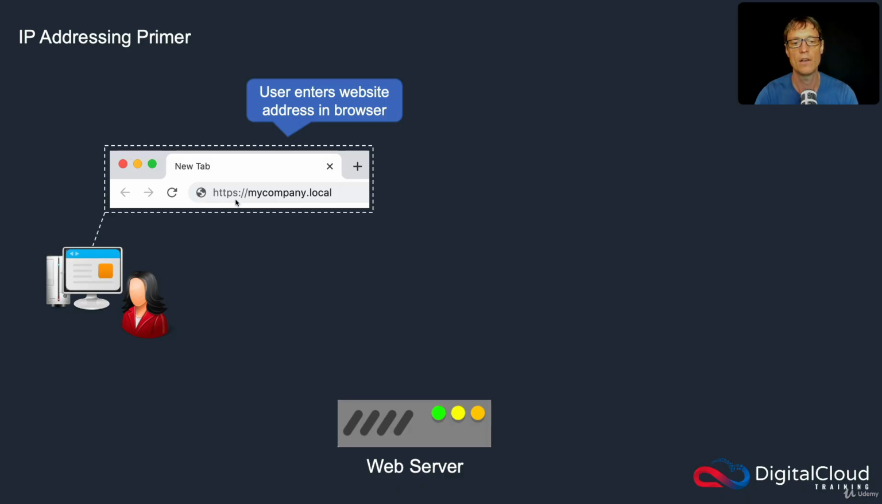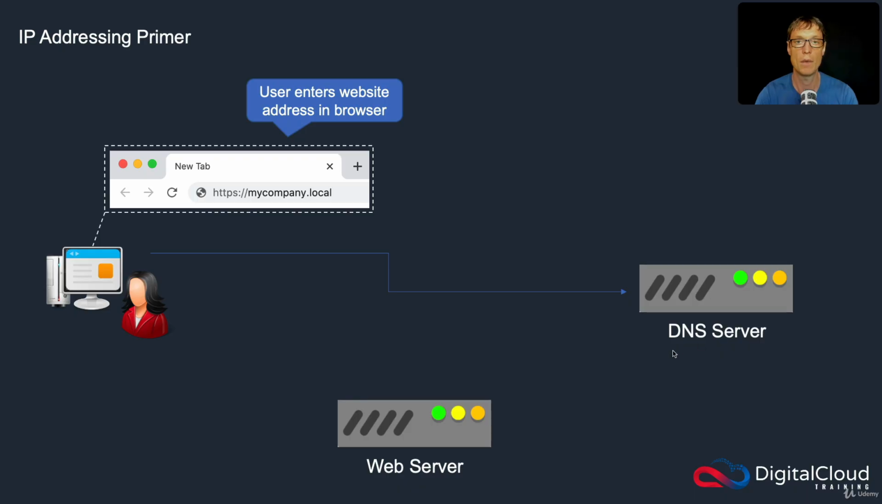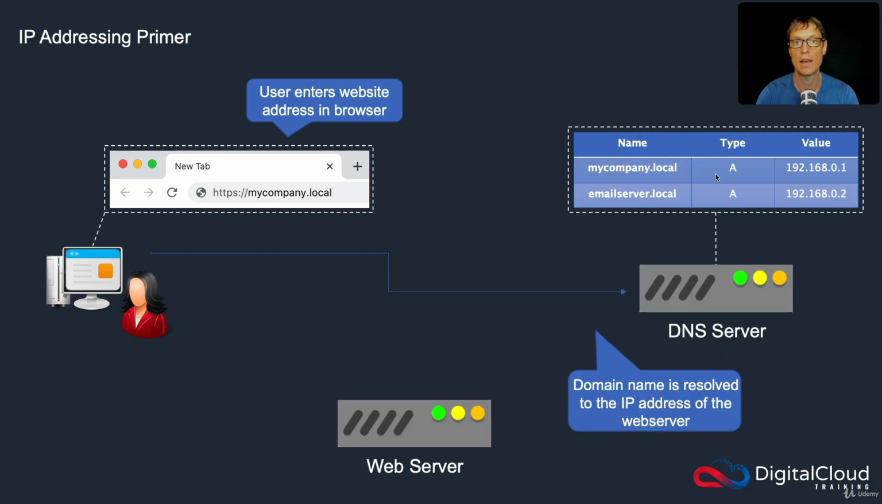So what happens is, after entering that domain name, the computer needs to connect to something called a Domain Name System server, a DNS server. The DNS server has a database called a zone file, and in that zone file it has records of the domain names and their corresponding IP addresses. For example, we can see this zone file has the mycompany.local website address as 192.168.0.1. It also has an address for the email server.